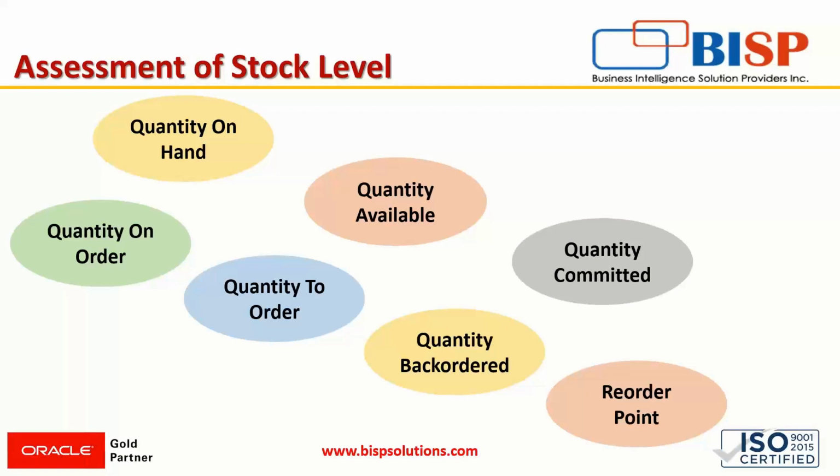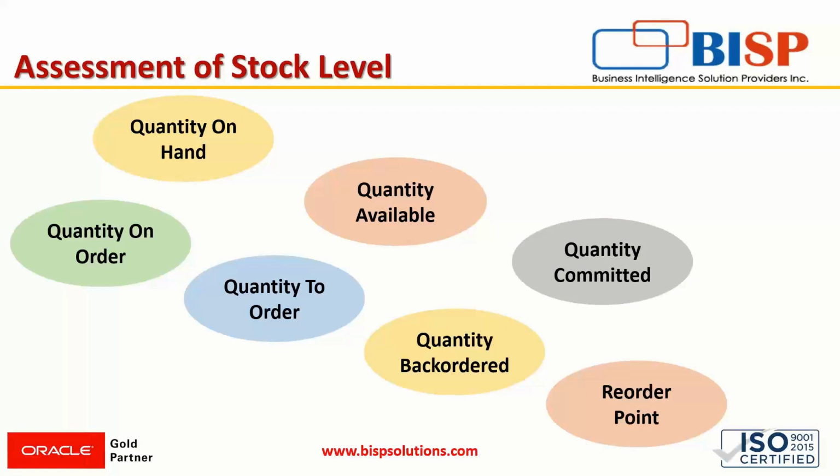The next level that we have is the quantity to order. It is the preferred stock level minus the quantity that is available in the warehouse. The next level is the quantity back ordered. It is the quantity that is committed to sales for which there is no stock to fulfill the order. It means that it comes under the back ordered quantity for which there is no stock to fulfill the customer's order.